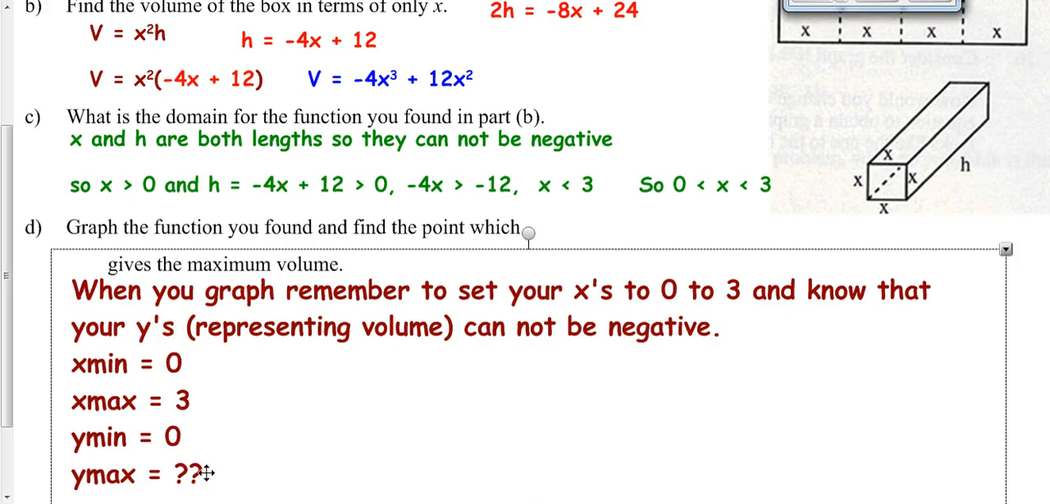You're going to just have to play around until you actually get the whole curve to show up. My guess is it's going to be fairly large, so just play around with it until you get your graph to show up, and then you should be able to go ahead and find your maximum, which would be your top point.